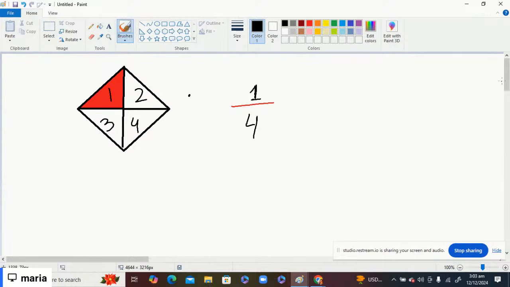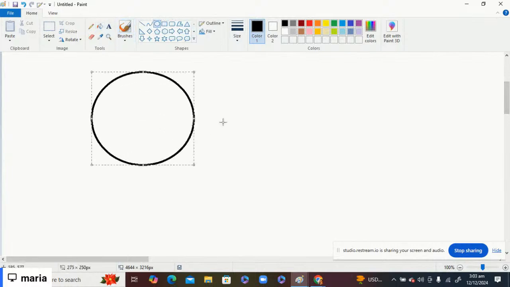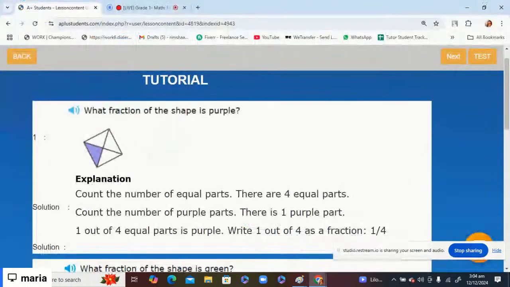For example, let's suppose I draw a circle here, and this circle is divided into parts, and two of them are colored. Firstly, we put in the denominator how many total parts: 1, 2, 3, and 4. There are 4 total parts. And how many are green? Only 1 and 2. So we put 2 on the top. So this is the answer.